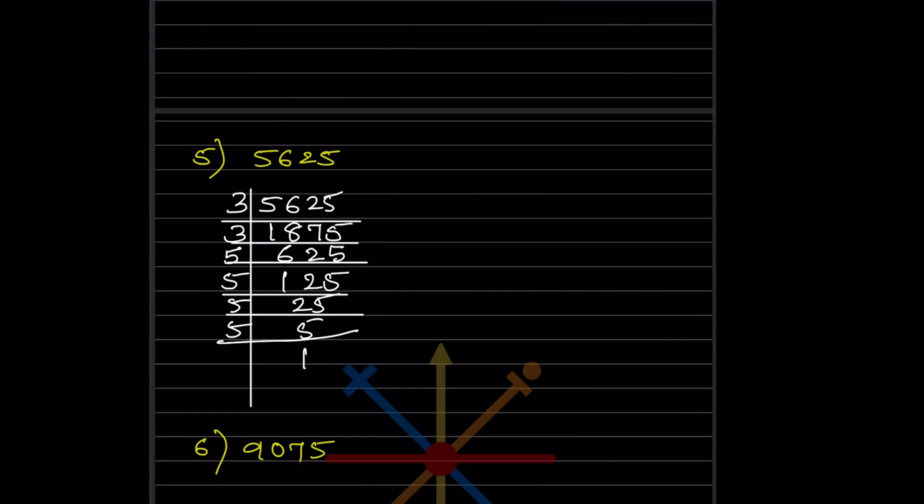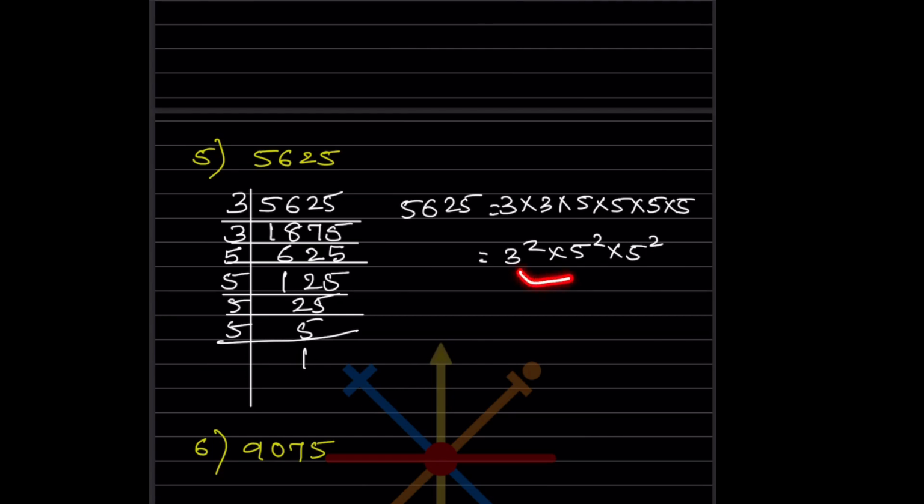So now you can see here 5625 will be 3 into 3 into 5, 4 times. So this is going to be 3 square into 5 square into 5 square. So we can write here 3 5s are 15, 15 5s are 75, 75 square. So we can say therefore 5625 is a perfect square.